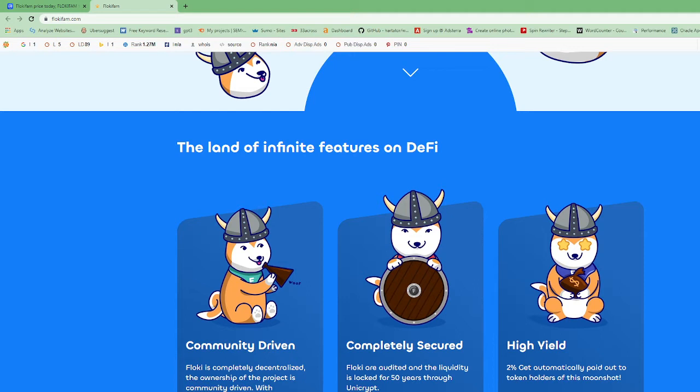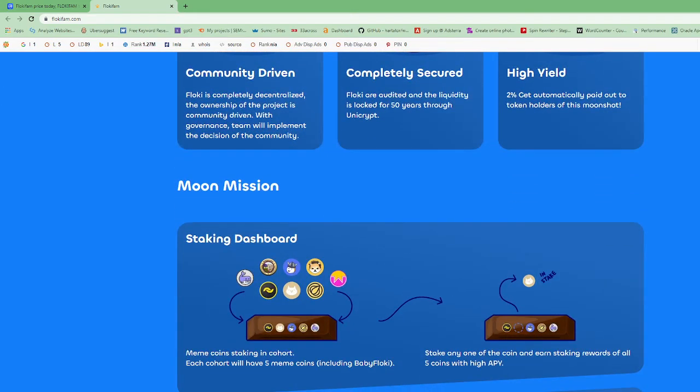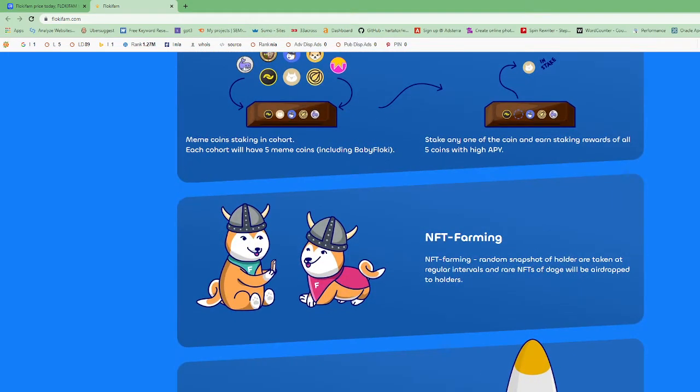Where it says high yield, 2% gets automatically paid out to token holders of this moonshot or moon mission. Then meme coins staking in cohorts. Each cohort will have 5 meme coins, including Baby Floki. Stake any one of the coins and earn staking rewards of all 5 coins with high APY. NFT farming: random snapshots of holders are taken at regular intervals, and rare NFTs of Doge will be airdropped to holders.